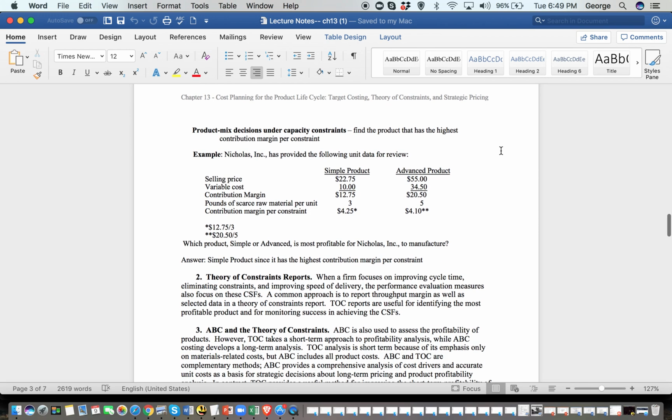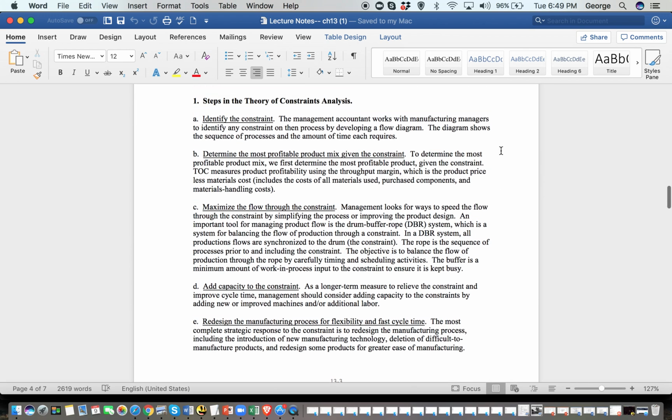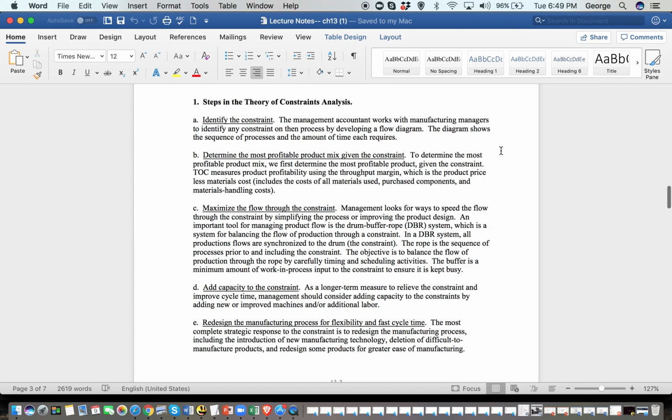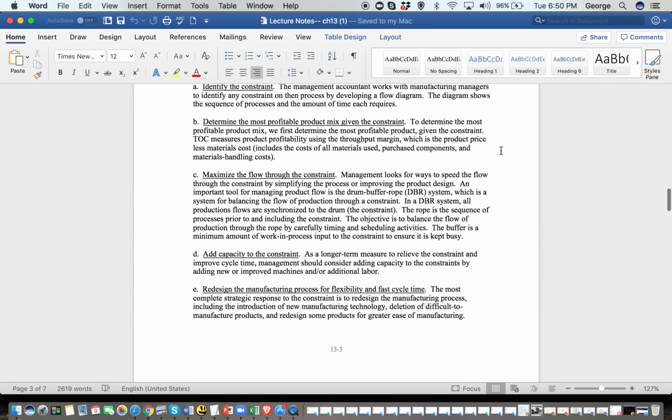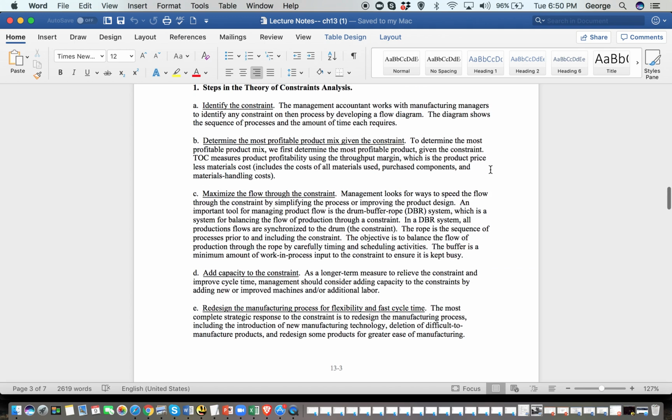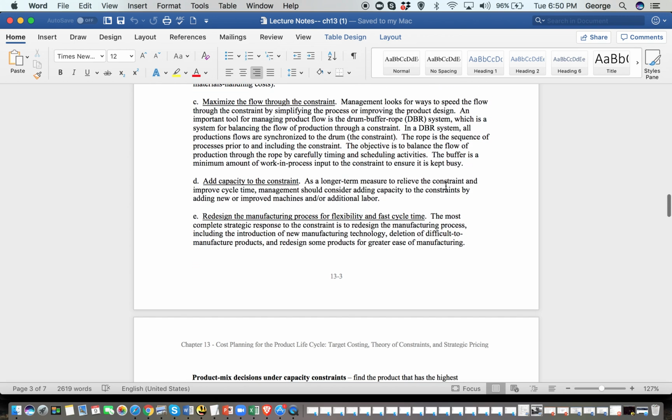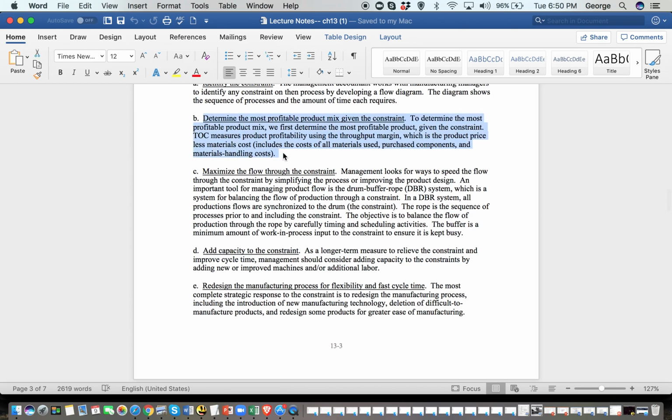This is an example of maximizing the flow through the constraint and trying to have the most profitable product per constraint that we're building. So if it's raw materials that's the problem, then we want to find the highest contribution margin for raw materials. All right, so that's actually B, determine the most profitable product mix given the constraints. So this example really is looking at B.